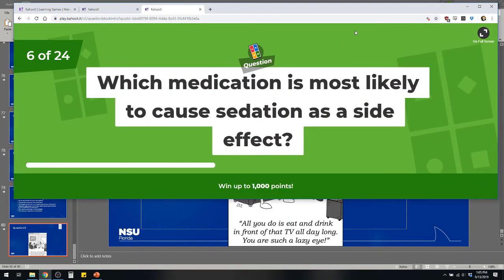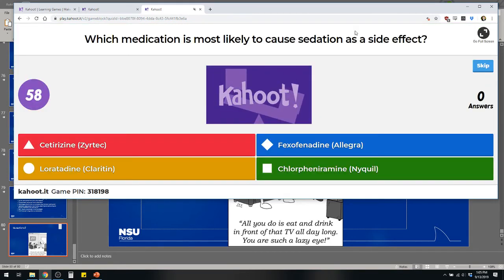Okay. Which medication is most likely to cause sedation as a side effect? Would it be cetirizine, fexofenadine, loratadine, or chlorpheniramine? What do we think? Here's a good exam master question that was similar to this. So which one's least likely to cause sedation? I like to avoid least likely and not and except and things like that.